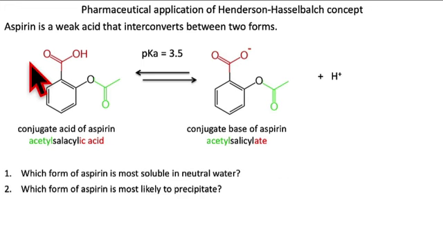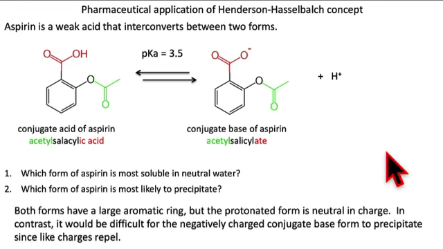Which form is most likely to precipitate? Well, that's really the same question, right? If the conjugate base is more soluble, then the conjugate acid is more likely to precipitate. And for that matter, think of this base trying to precipitate. One of them is negatively charged. Really unlikely a second will pack on top of it because they will repel each other. A third one would be even more charged, a fourth one even more. You just can't put all these negative charges together. So really unlikely for the conjugate base to precipitate.